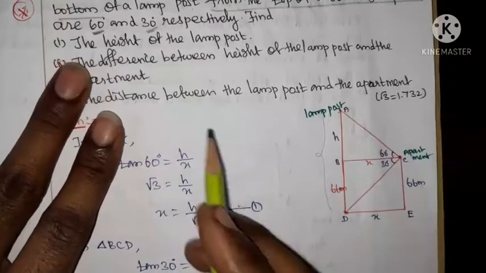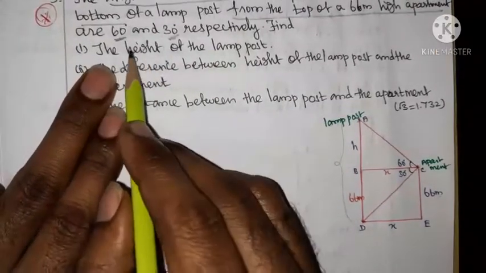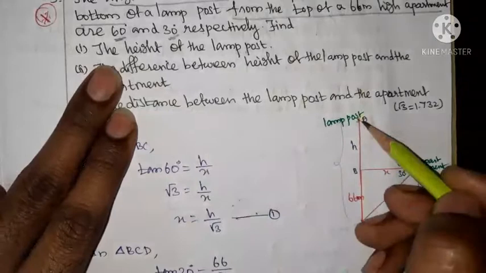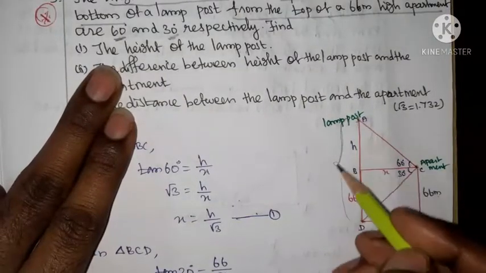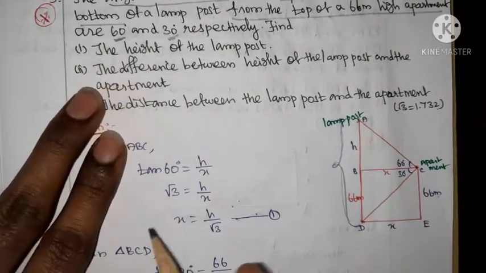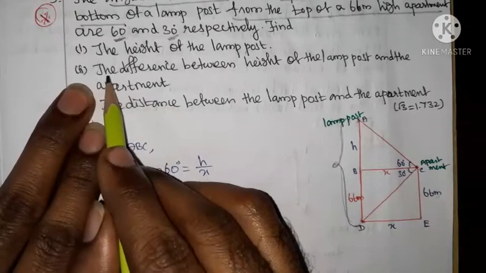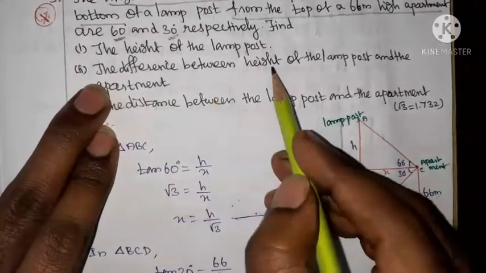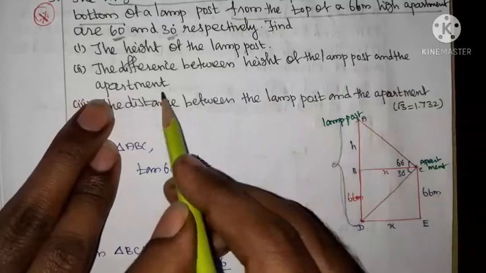So the first question is to find out the height of the lamp post. Next, the second question is the difference between the height of the lamp post and the apartment.